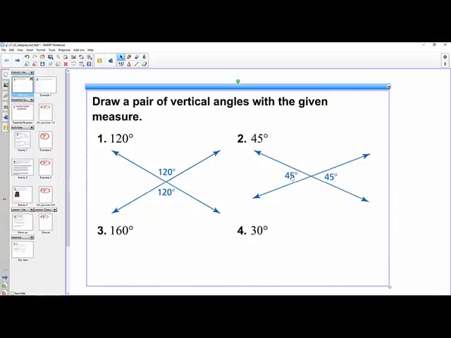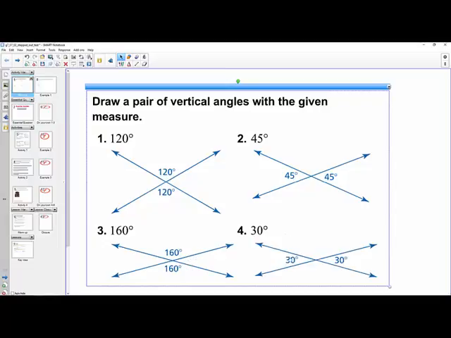Do the 45. Again, my vertical angles. I can find out my supplementary angle or adjacent angle here by just taking 180 minus 45. For 160, I know that this is my 160, and then of course this little angle measurement here is 20. And this is 30, and to get my supplementary angle here, I have to take 180 minus 30, and I get 150 for this other one.